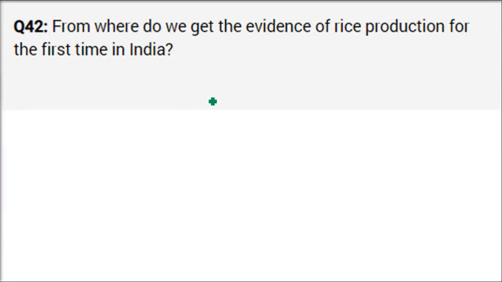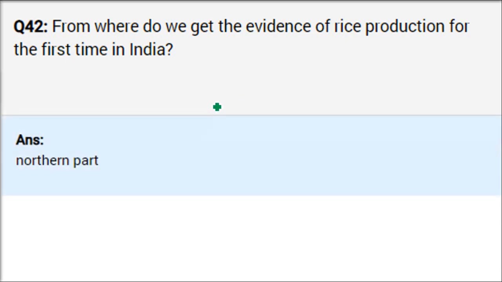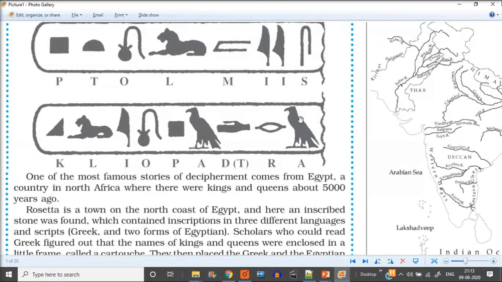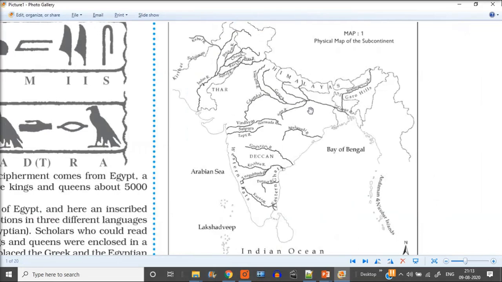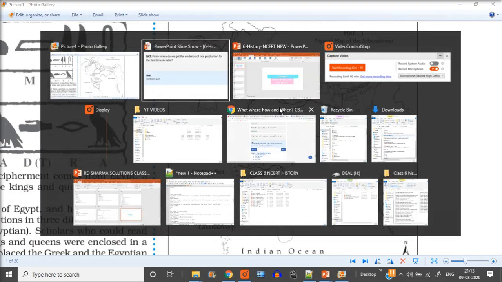From where do we get the evidence of rice production for the first time in India? The answer is the northern part. This is a very rich, very fertile land because of the various perennial rivers flowing all 12 months, Ganga, Yamuna, there are so many, and the tributaries. So very good soil, alluvial soil, jalod mitti.